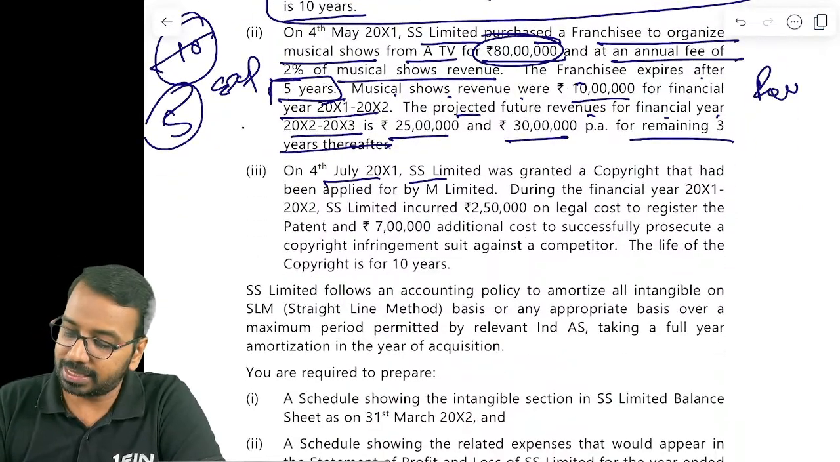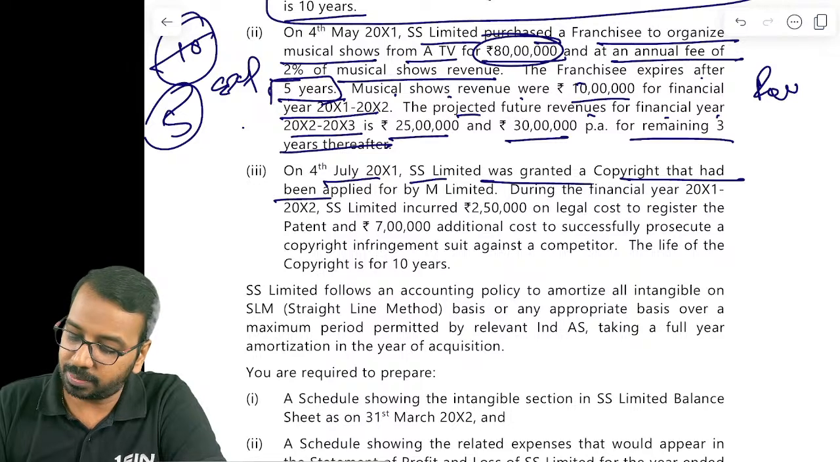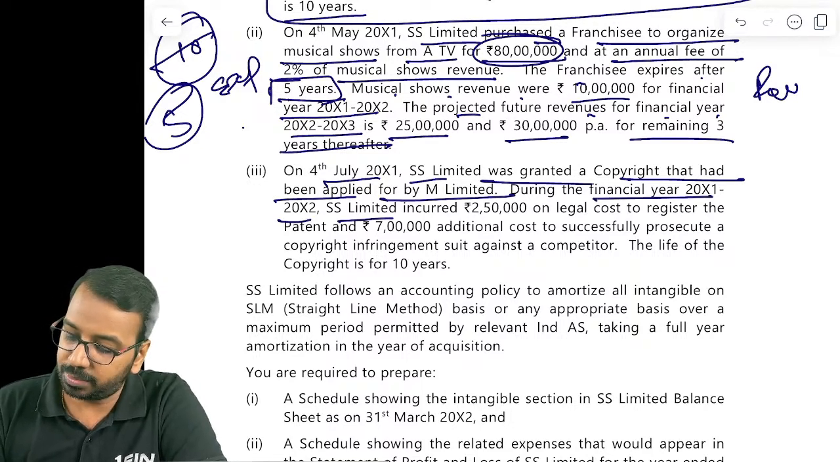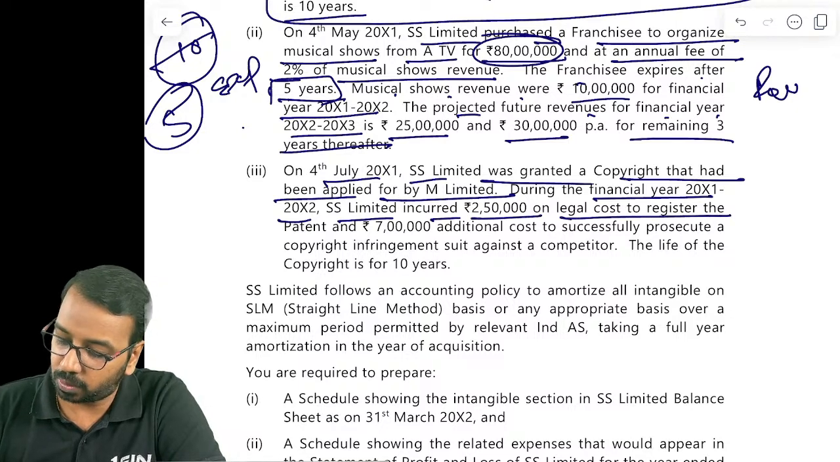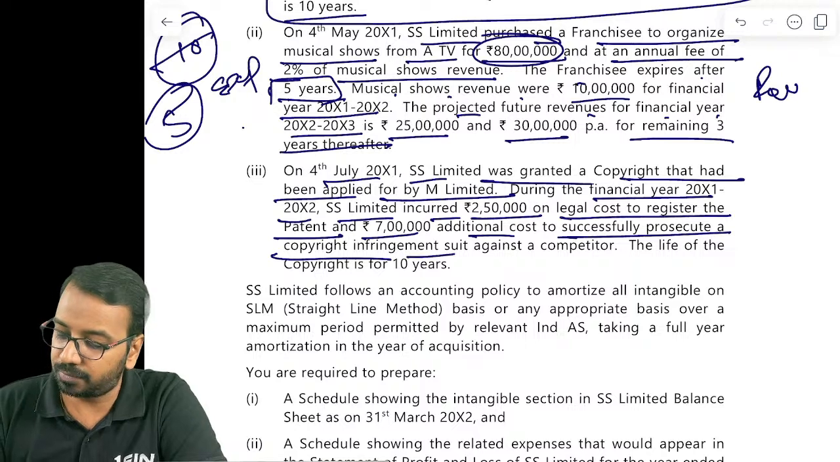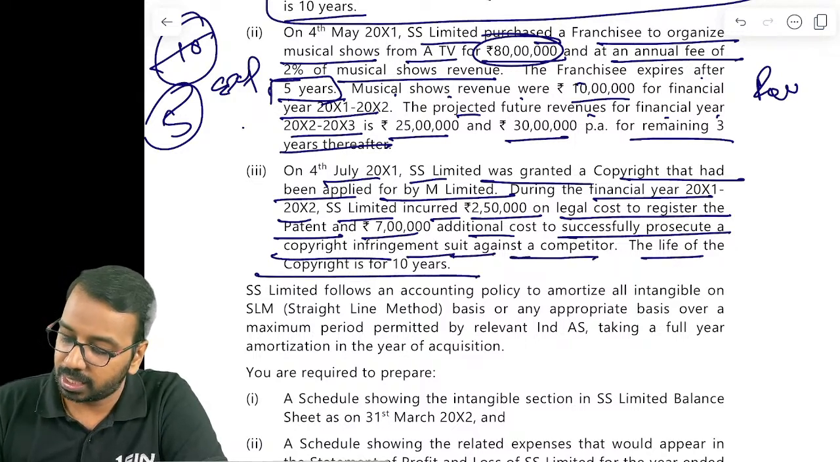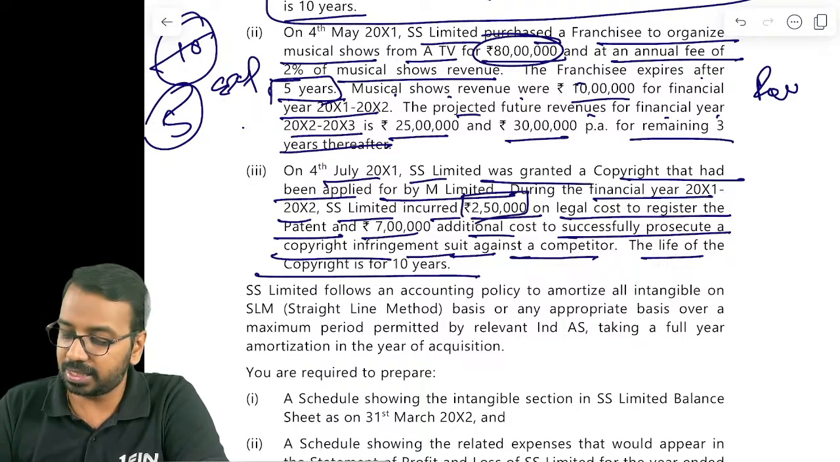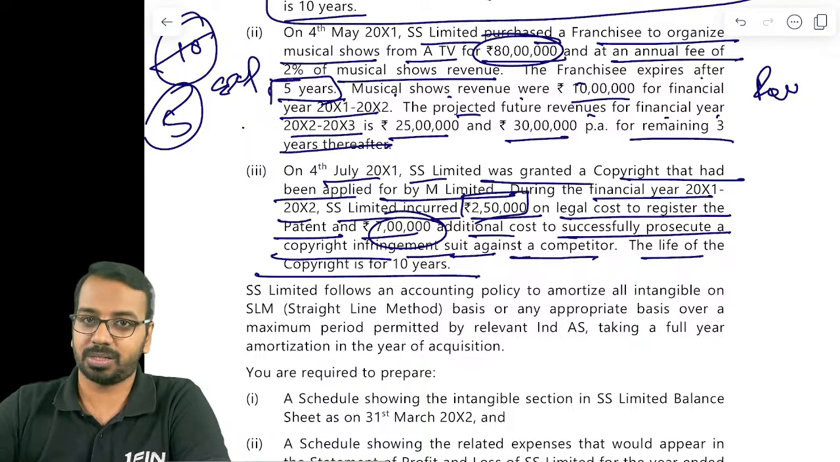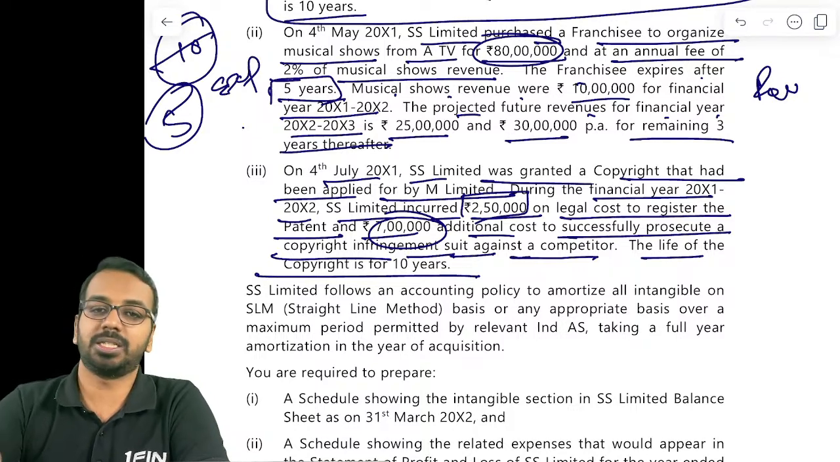On 4th of July, SS Limited was granted a copyright that had been applied for by M Limited. During the financial year 1-2, SS Limited incurred 2,50,000 on legal costs to register the patent, and 7 lakh additional cost to successfully prosecute a copyright infringement suit against a competitor. Life of the copyright is 10 years. Now 2,50,000 is your intangible asset. The 7 lakh to defend your intangible asset is a cost, an expense, so you have to charge it off to P&L.